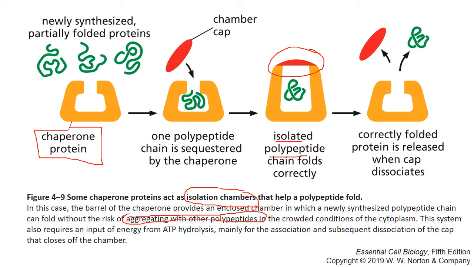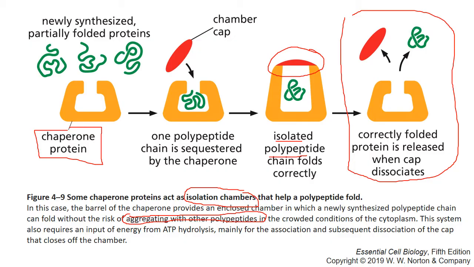Once the protein is folded properly, as you can see by the end of our illustration, the chamber cap is released, the protein is ejected out of the isolation chamber, and it is ready to go ahead and do its day-to-day activity.